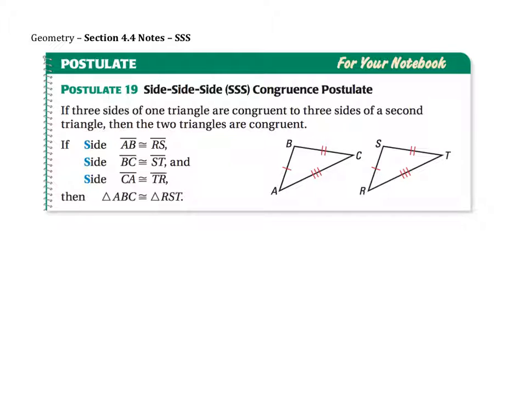So if you see here in this diagram, we are shown that segment AB is congruent to segment RS. That's our first pair. Then we're shown that segment BC is congruent to segment ST. So there's our second pair of congruent sides. And then we are shown that segment CA is congruent to segment TR. So there's our third pair of congruent sides. Since we know that all three sides, side, side, side, that's what the S's stand for, are congruent, then we can state that triangle ABC is congruent to triangle RST.